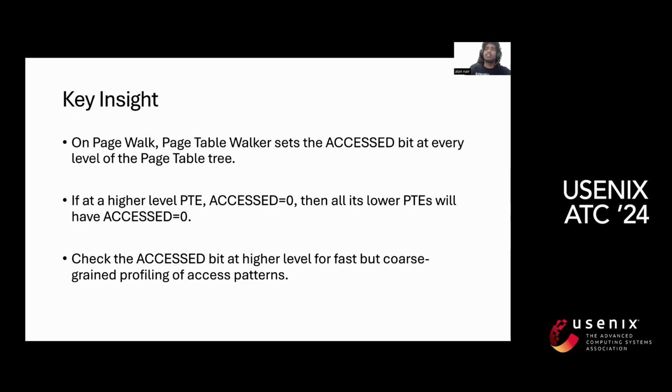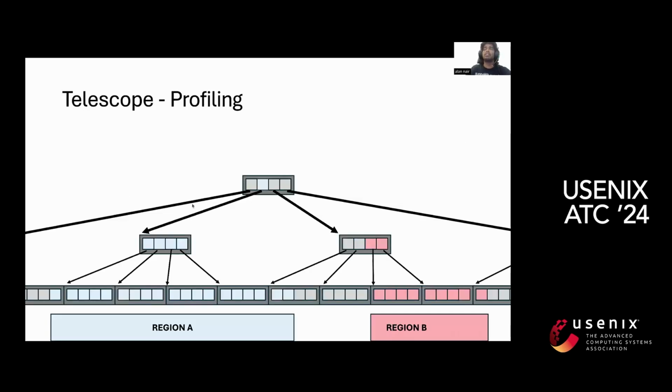Telescope augments region-based sampling with this insight. Access tracking at a higher page table level is used for coarse-grained convergence, while access tracking at a lower level enables fine-grained convergence. So how does Telescope decide which level of the page table to profile on, which means to sample accessed bits on? Here in this example, we have two regions.